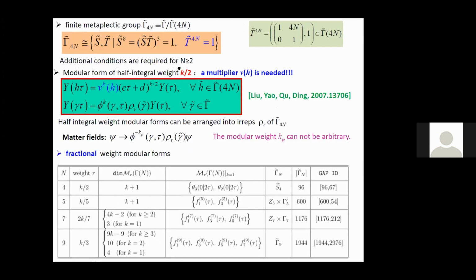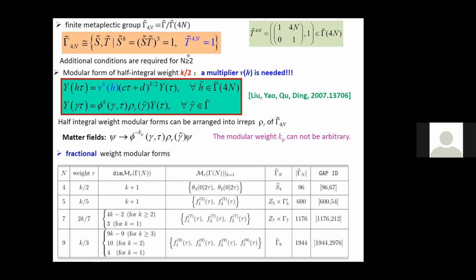And we can also define the finite metaplectic groups. That is a quotient of MP2Z over principal congruence subgroups. Similarly, T tilde fourth power, 4nth power equal to 1, so we have to include another constraint. It is a quotient because T tilde 4nth power belongs to the principal congruence subgroup. So we include another multiplication rule, T tilde 4nth power equal to 1. So this is the finite metaplectic group. But additional conditions are required for n larger than 1.